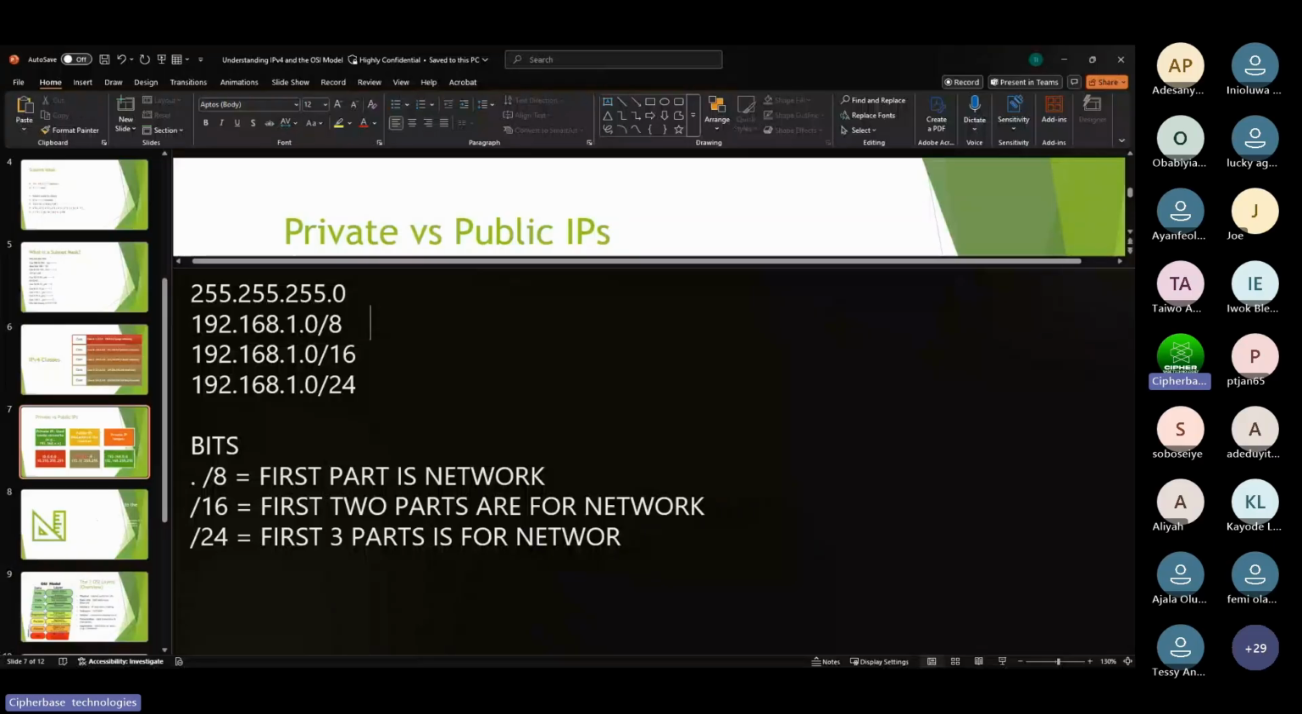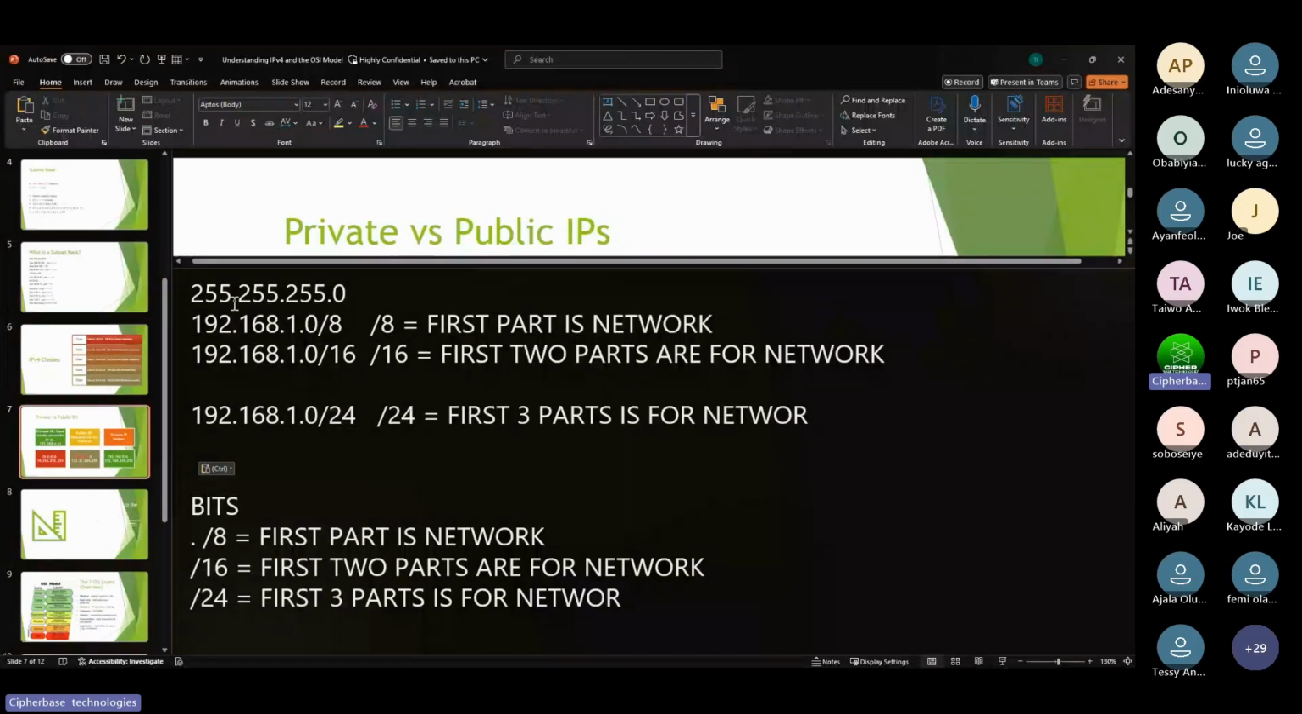Like I said earlier, the first 3, if you see something like this, are for network. That time I used neighborhood, your house and your street. If you are saying Lagos, this is the whole Lagos. Then maybe you are now saying it as Ikeja, this is your Ikeja. So this one is the whole network, while the last one is host. It can be 255 as well.